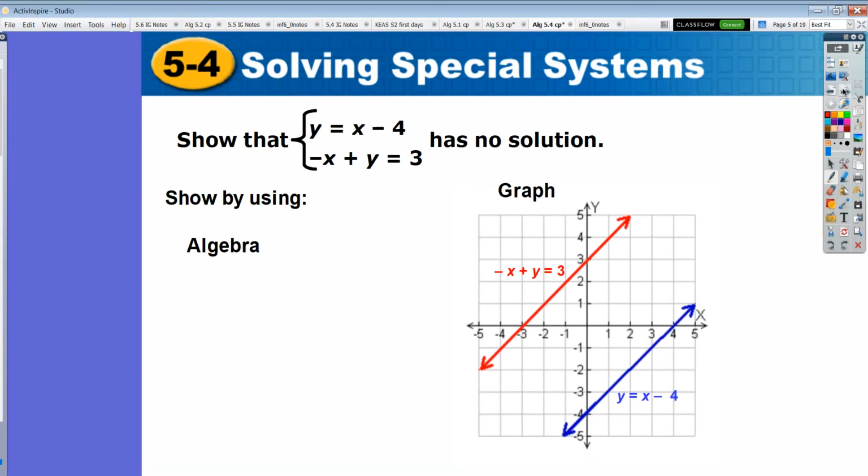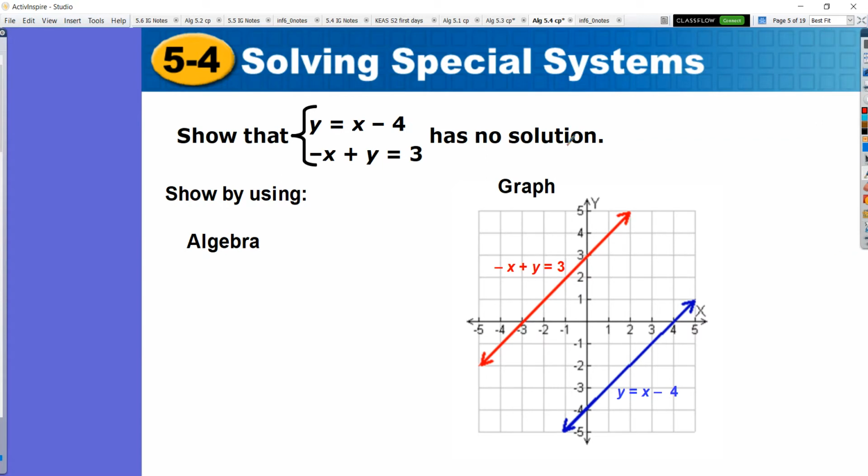So we want to show that this system here has no solution. There's two ways that we could show it. We could show it by the graph, which we'll talk about in a few minutes, or we can show it by using algebra. All right, so what we want to do is work some algebra on this system so that we can show that it is not going to have a solution. Okay, so we want to make sure that both of our equations are in slope-intercept form, y equals mx plus b. The top one already is y equals x minus 4, so we just want to get the bottom one to also look like slope-intercept form.